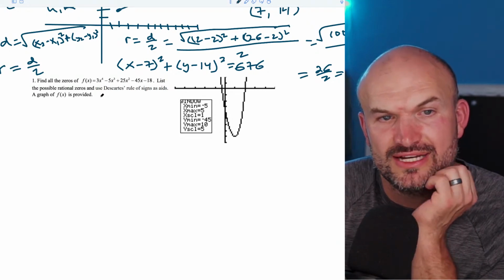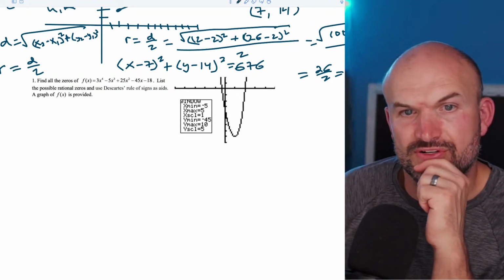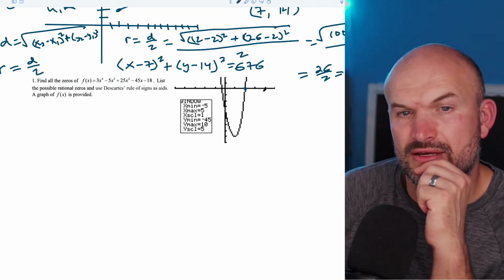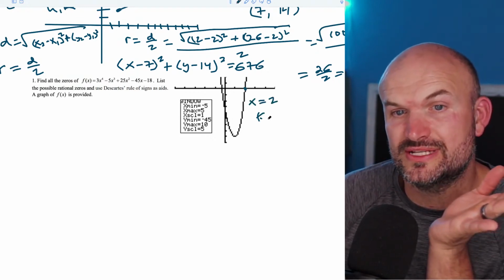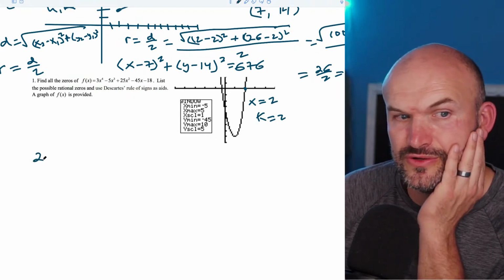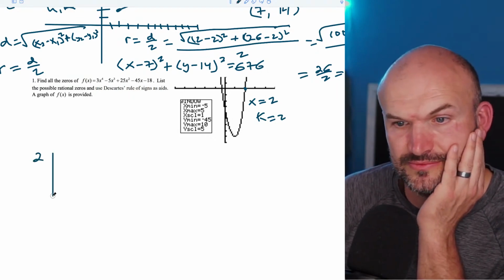and use Descartes' rule of signs as aids. Okay, so the first thing I'm going to do is I notice that this crosses at x equals 2. So therefore, that's a 0, right? So we can say k is equal to 2. So let's go and use the rational zero test.